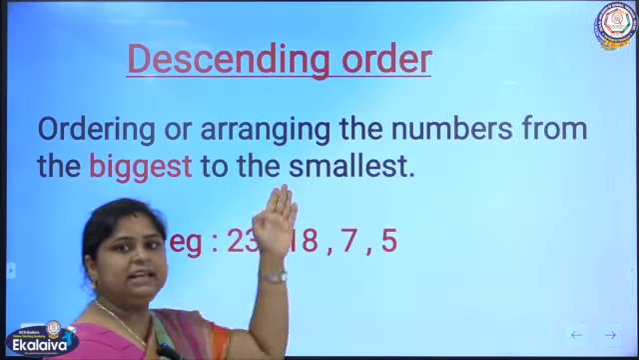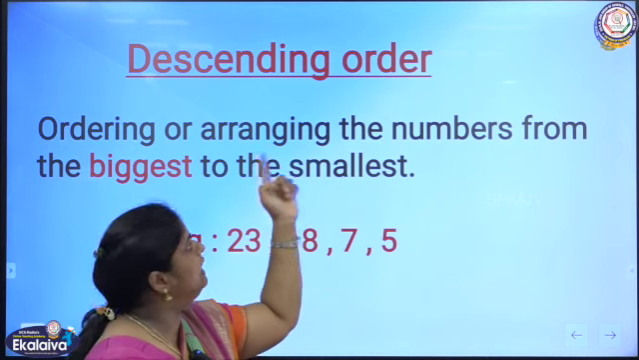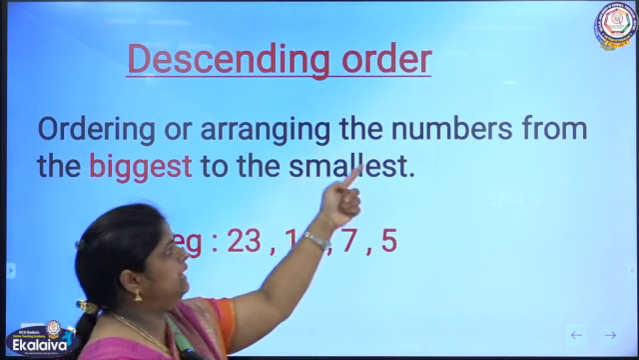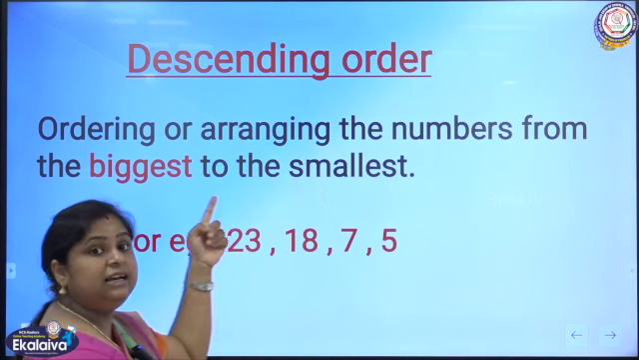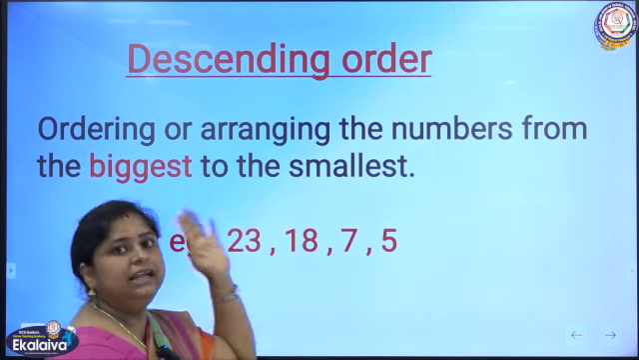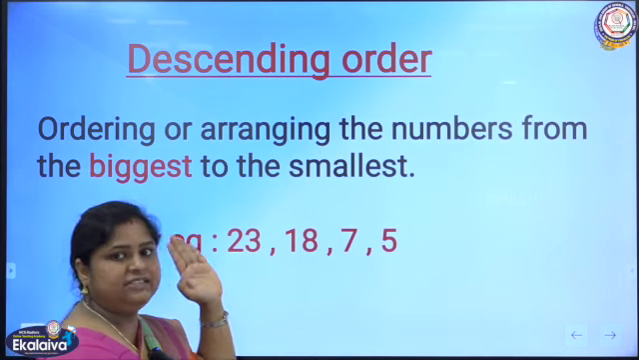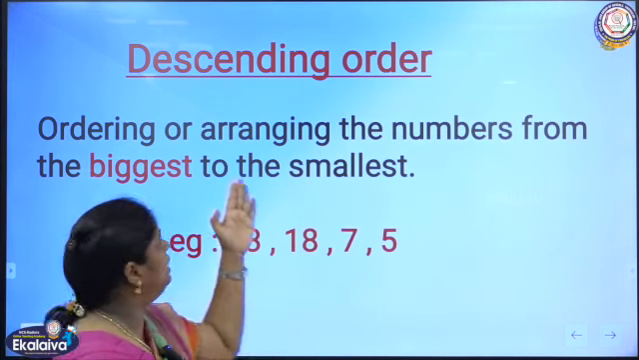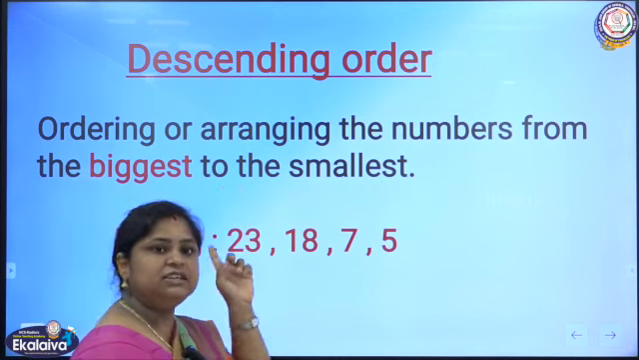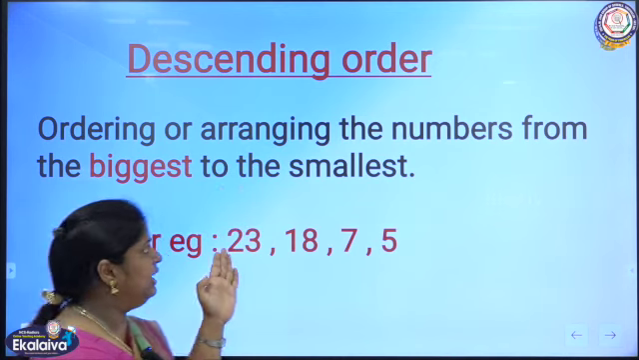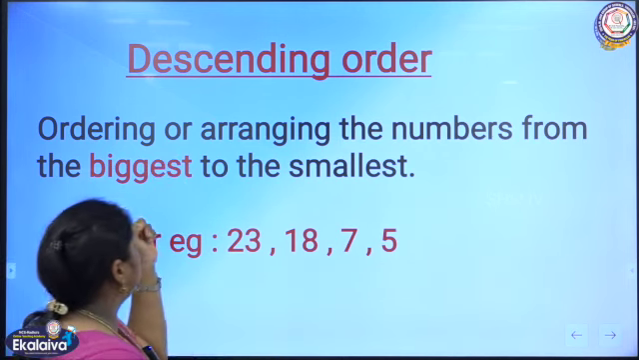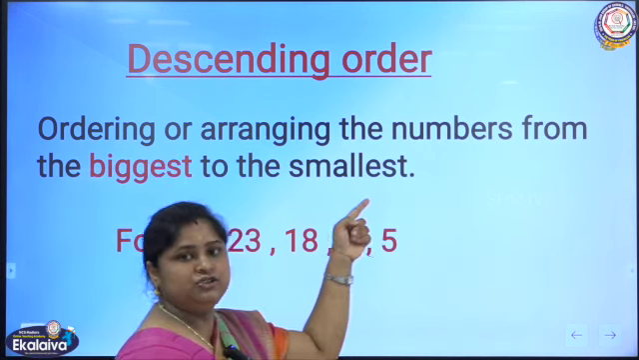See, the next topic is descending order. Ordering or arranging the numbers from the biggest to the smallest. In the ascending order, what we have seen is from the smallest to the biggest. Descending order is the reverse of the ascending order. Here, ordering or arranging the numbers from the biggest to the smallest.